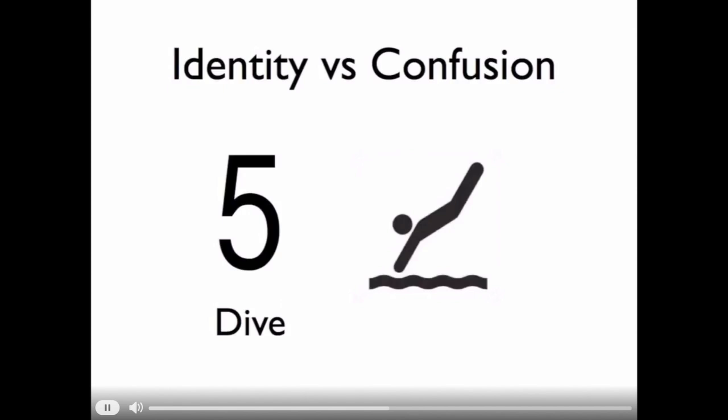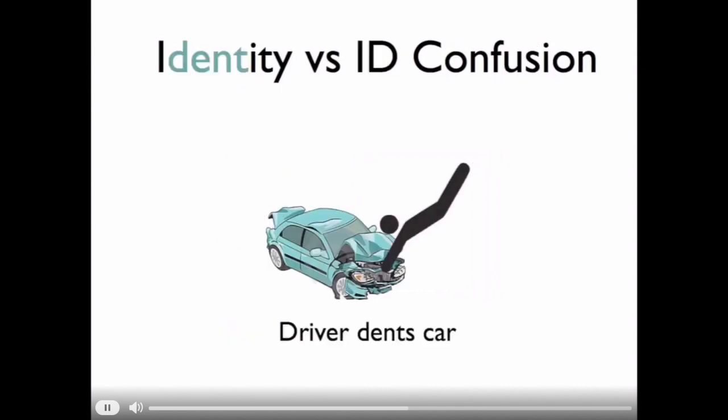Number 5 is identity versus identity confusion. Now, number 5 is dive. So we need something to attach to the word dive that's going to help bring the word identity up. Well, "dent." Picture the diver diving into a car and denting it. We also have identity confusion, so we can use the same one for both.